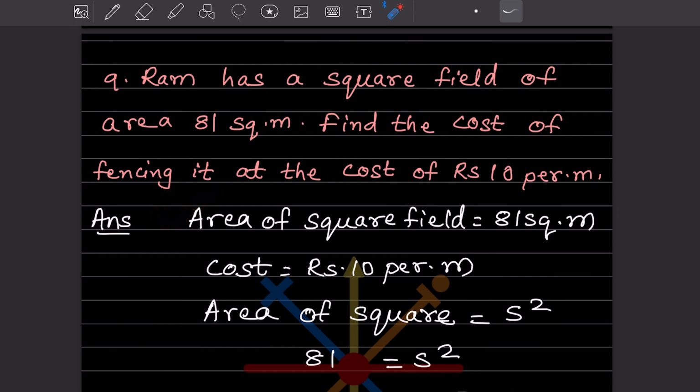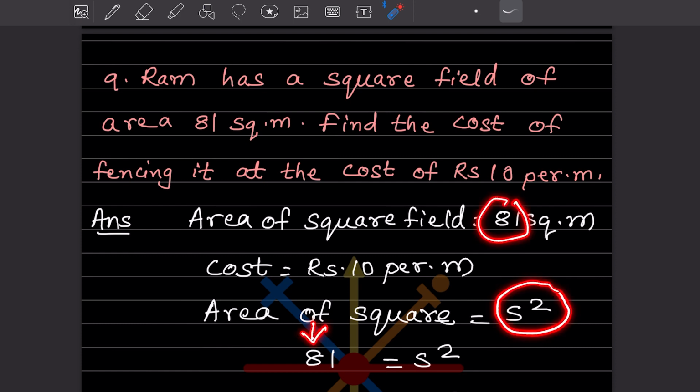We'll write the area of the square field that is given over here, and the cost is given as 10 per meter. Why are we going to find the area of the square? Because they have asked us to find the cost of fencing it at the cost of this one per meter. See, this was in square meter and this is in per meter, so first we want the side of it, which means we will find the side first. I'll tell you why. First let us do here the area of square, we put here side square, and we know the area of square is 81.